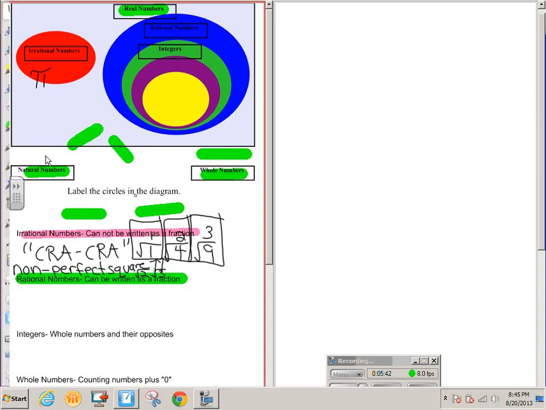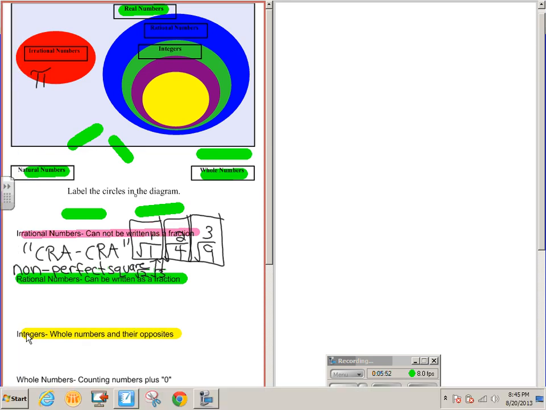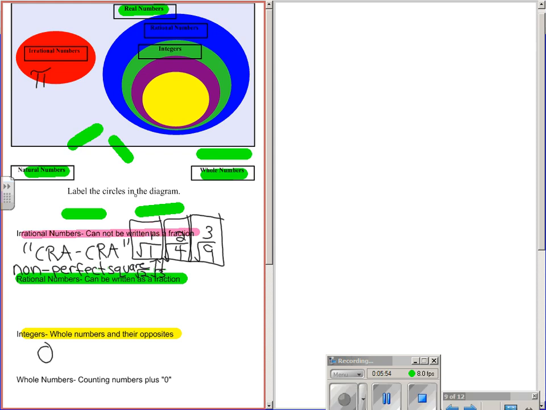As far as the definition of integer is concerned, integers are whole numbers and their opposites. So when I think of integers in my brain, I say, well, I know it's the number 0. Make sure that you include the number 0. Whole numbers itself includes the number 0, we'll get there in just a minute. So integers are whole numbers and their opposites. So my brain says 1, -1, 2, -2, 3, -3, etc.